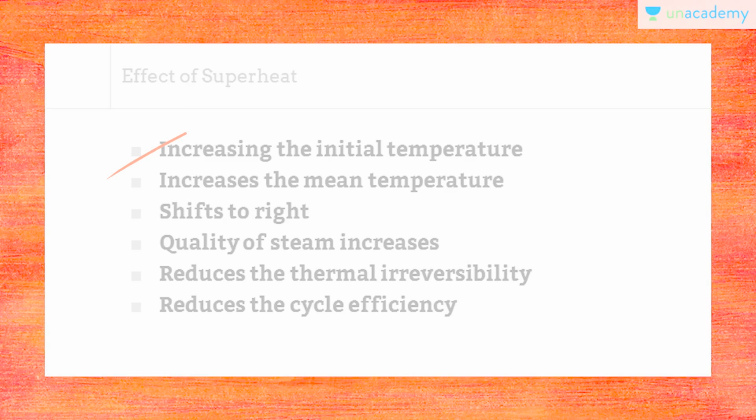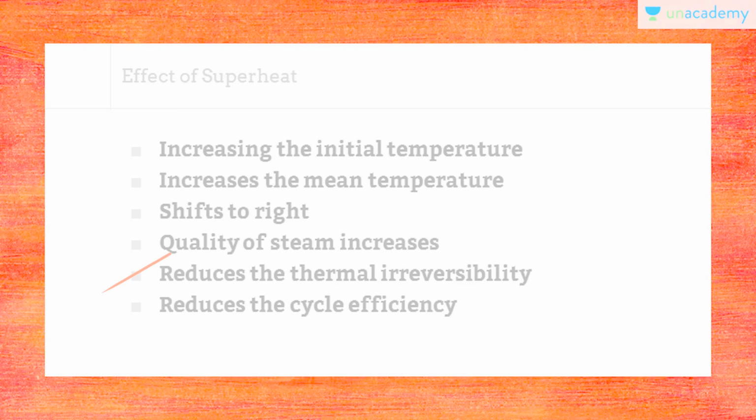When the initial state changes from 1 to 1 dash, the Tm1, or the mean temperature between the 1 to 1 dash, is higher than the Tm1 between the 4 and 1. So an increase in superheat at constant pressure increases the mean temperature of heat addition, hence the cycle efficiency. Moreover, with increase in superheat, the expansion line of steam in the turbine shifts to the right, and as a result the quality of steam at the turbine increases and the performance of the turbine improves.